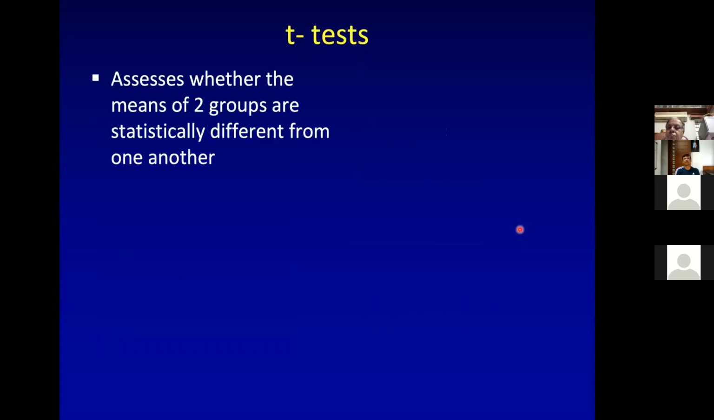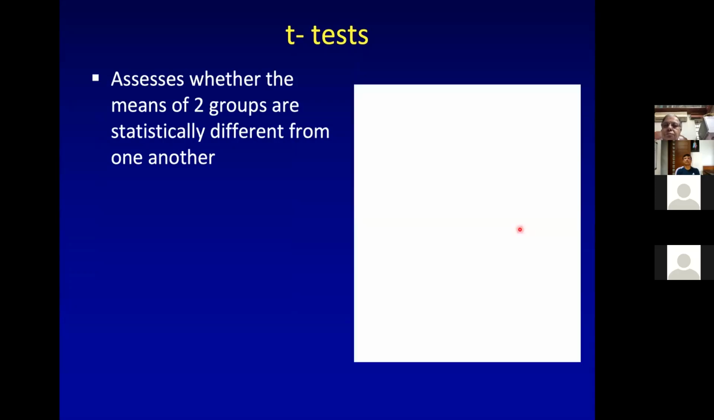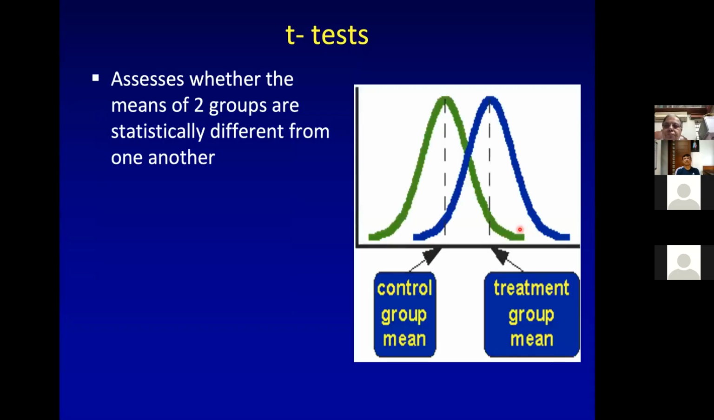So moving on, what are the t-tests? What are we trying to do? We are trying to assess whether the means of the two groups are statistically different from one another. We have 6 and 14. Is this statistically different? So let's look at it graphically.